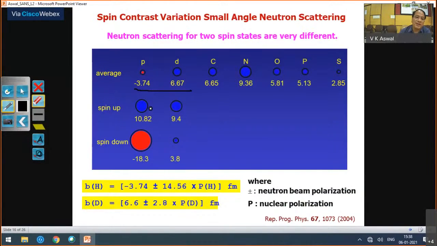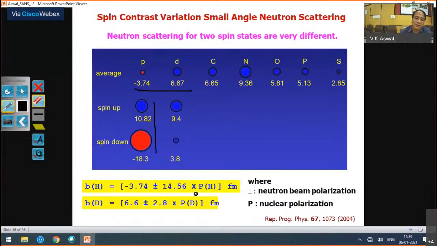But if you are within hydrogen and you can vary the spin contrast, then you can see the change from 10.82 plus to minus 18.0. The changes are varying. And basically, this is the expression you can write. So what is done in spin contrast variation is you have to polarize the hydrogen nuclei or deuterium, whichever you want to do the experiments with.